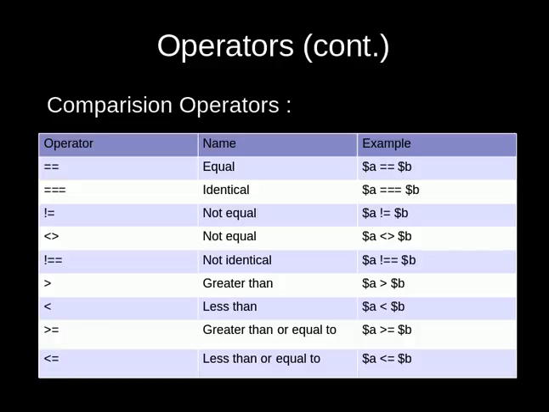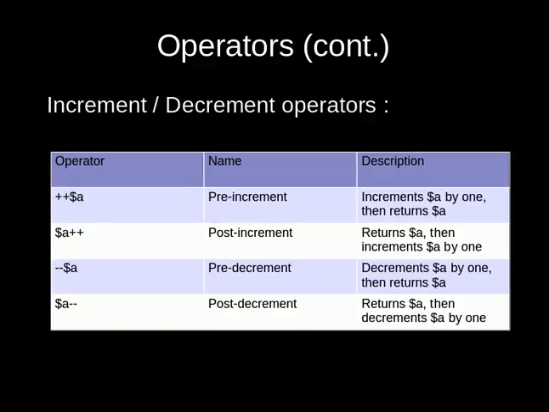Increment and decrement operators. When you put a plus sign before a variable, it is known as pre-increment. That means it increases the value of a before it is used. Post increment is when you put two plus signs after the name of the variable. It returns the value of a as it is and then increments it by 1. Minus minus $a is pre-decrement, which decreases the value by 1 and then returns a, and post decrement, $a minus minus, returns the value of a, then decrements it by 1.